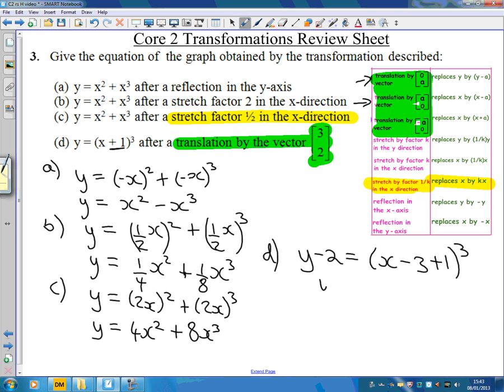Now I'm just going to tidy that up. In the bracket I've got x minus 3 plus 1, so x minus 2, all cubed, and I'm going to move the 2 to the other side. Now some people do the translation in the y direction by writing this plus 2 on this side straight away instead of writing y minus 2. So either method's going to work.